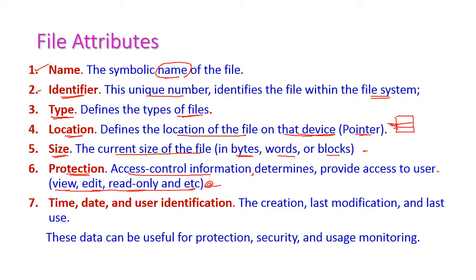And the seventh one is time, date and user identification. This is a very important attribute. Here the creation, last modification and last use information will be available. This data can be very useful for protection, security and usage monitoring. These are some of the attributes of files.